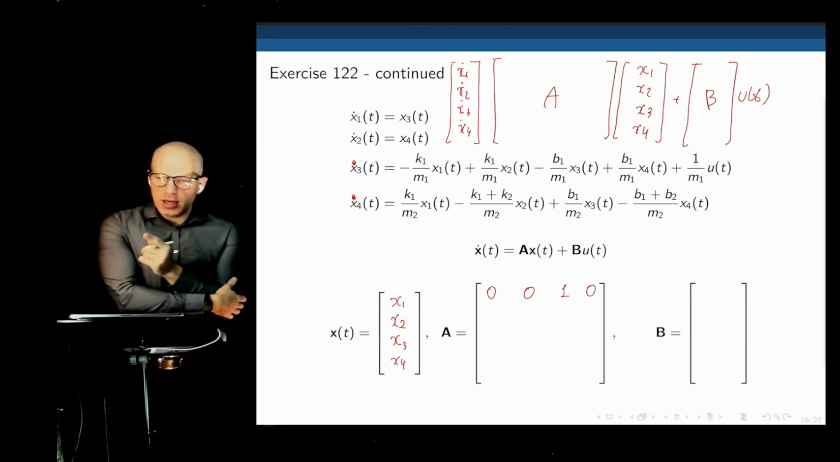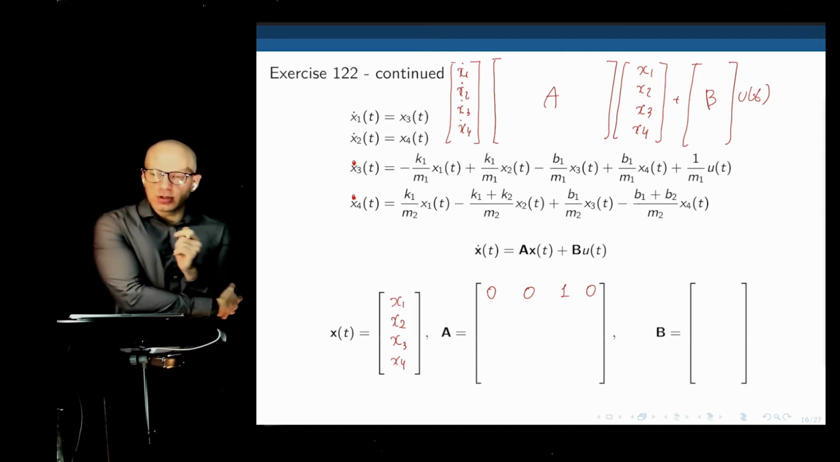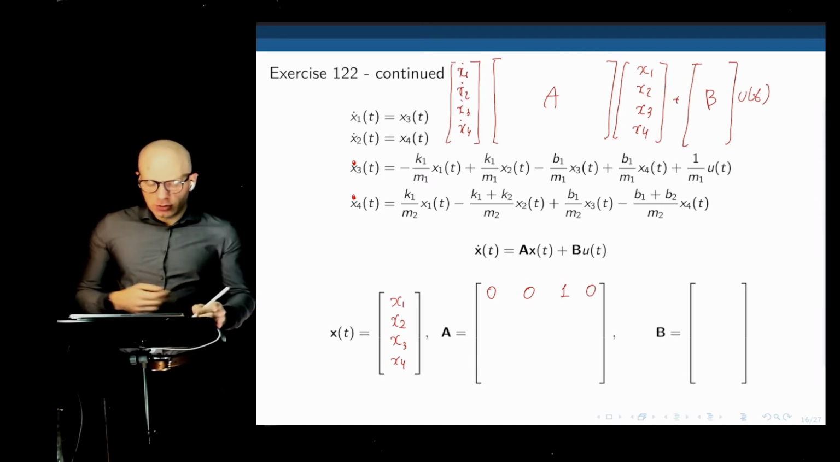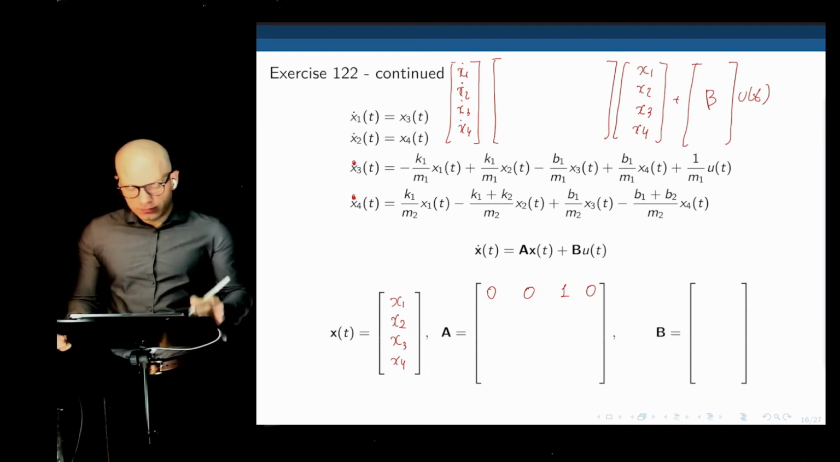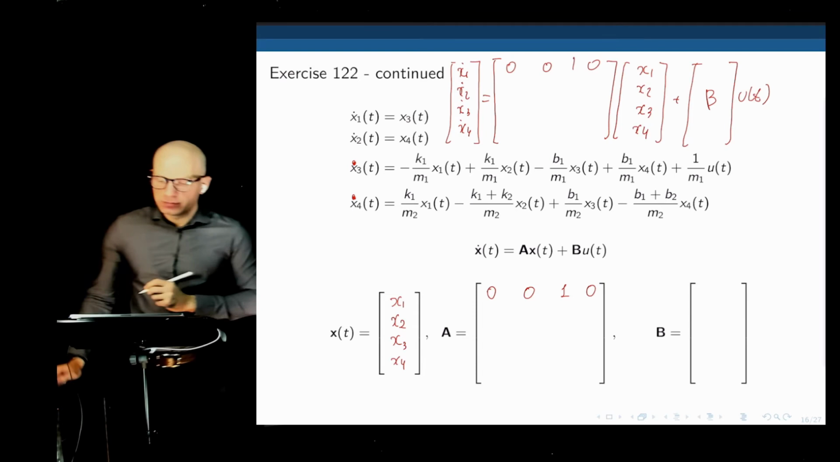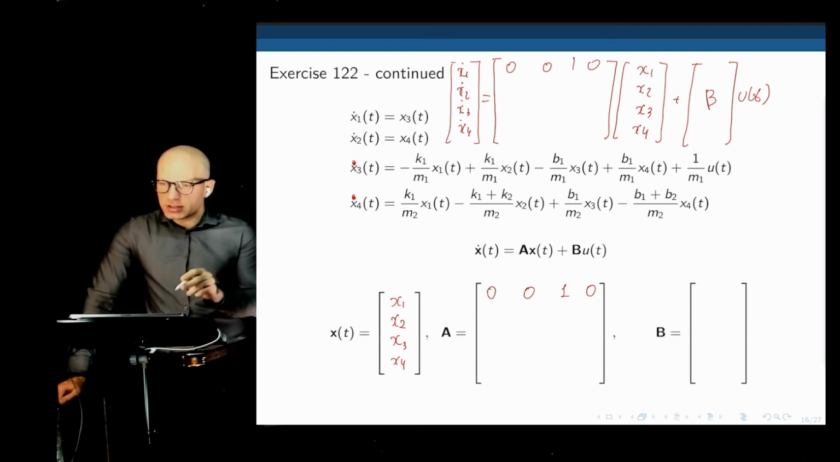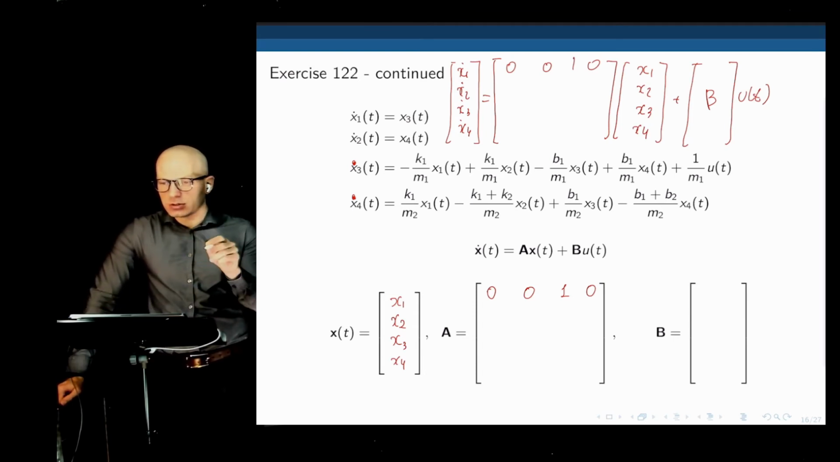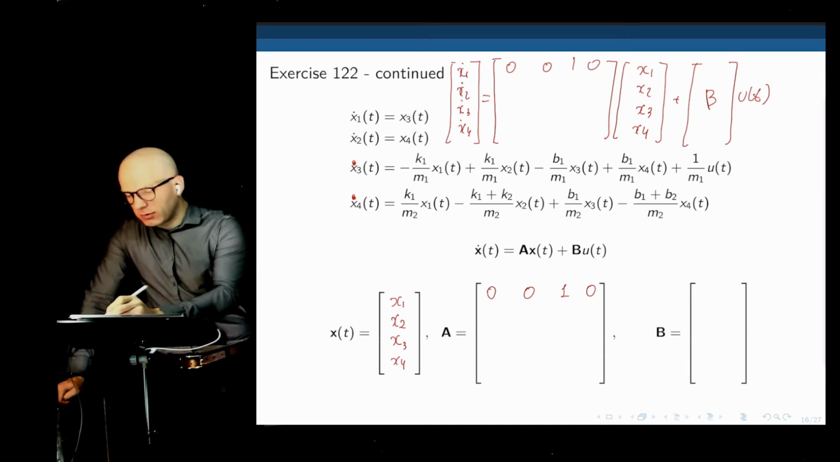So if you multiply A by the x1, x2, x3, and x4 vector, we get x3. Let me write this on top here so it's more clear. If you multiply this out, we have 0x1 plus 0x2 plus x3 plus 0x4, which means that x1 dot equals x3. That's the first equation.